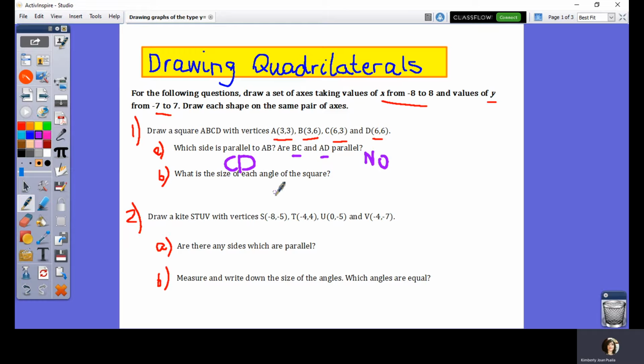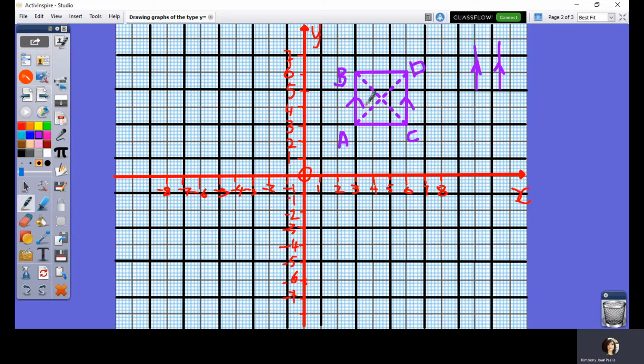Letter B, what is the size of each angle of the square? As you can see, each angle here is 90 degrees. However, please always use a protractor to help you figure out the angles of the square. Here you have your protractor. You can put the center of the protractor on one point and measure the angle. Our zero is here. You go up until you meet the 90 degrees. This angle here, angle A, is 90 degrees.